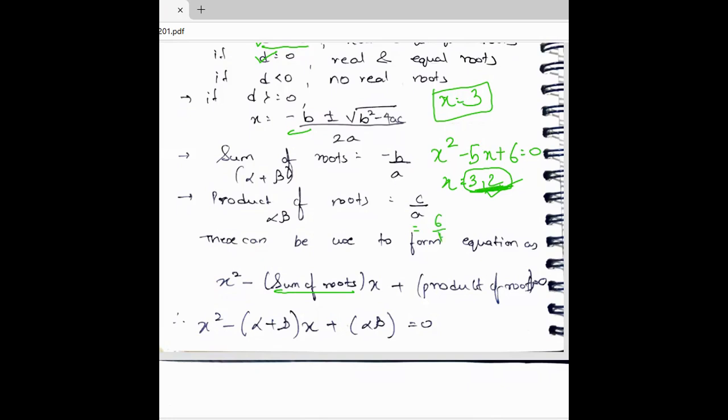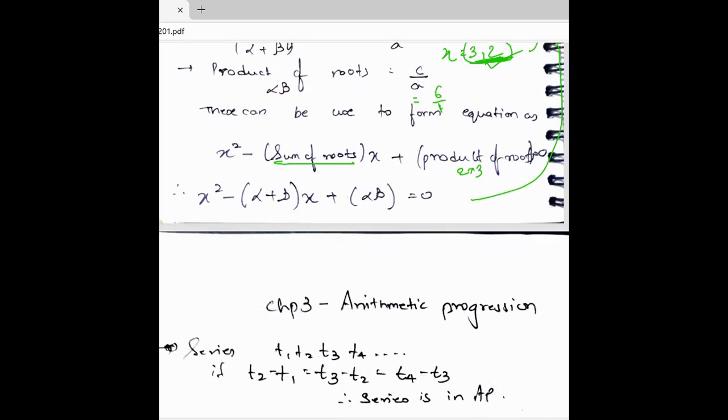So let's just see if it's correct now. What is the product of the roots? The product of the roots would have been 2 into 3, that's 6. So it gives us the same equation again. So that is the use of the sum of the roots and the product of the roots, and you can get the equation back using these two.